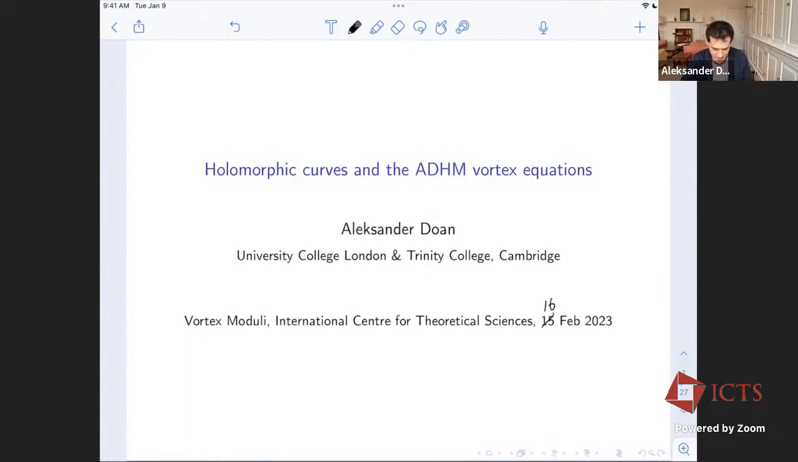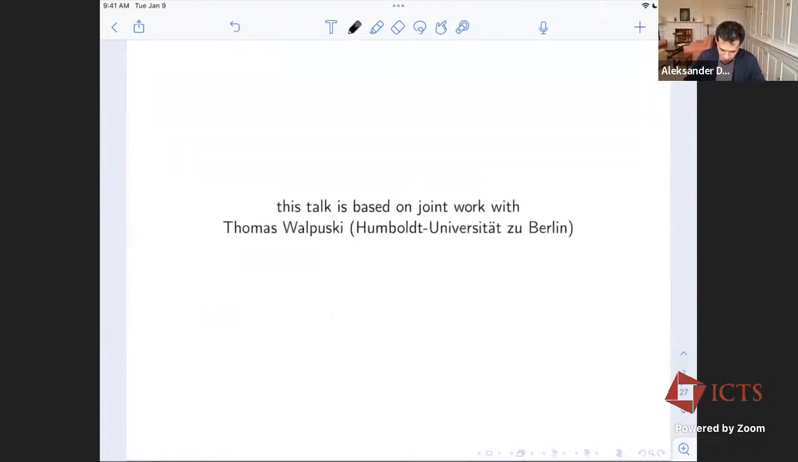So in the title, I have two topics, and really this talk is about an idea how to combine the study of vortex equations with a problem in algebraic or symplectic geometry of counting holomorphic curves. And this is very much work in progress, in collaboration with Thomas Walpuski. And some of the results I will state are also in collaboration with Eleni Ionel from Stanford.